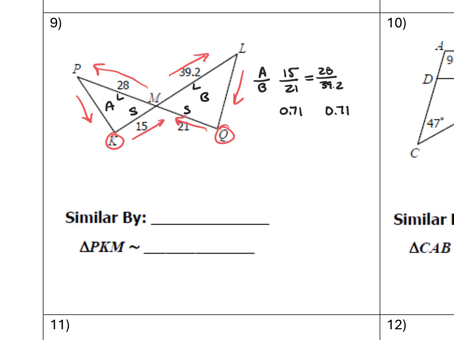So they started at P. They walked P, K, M. So that means I have to start at L. So this is L, Q, M. And that's a triangle. And these guys are similar because I have two sides. And then remember, these are vertical angles. So this is side, angle, side, similarity.